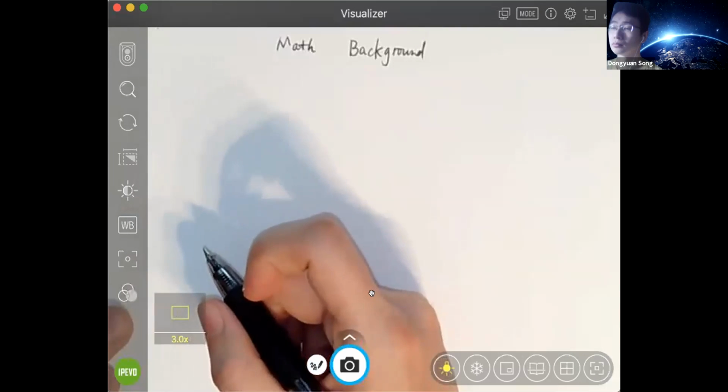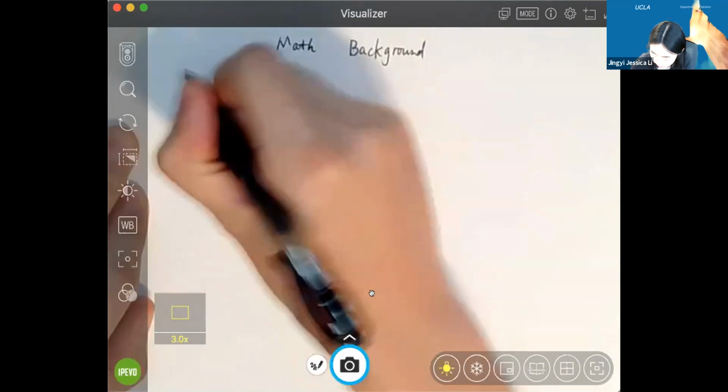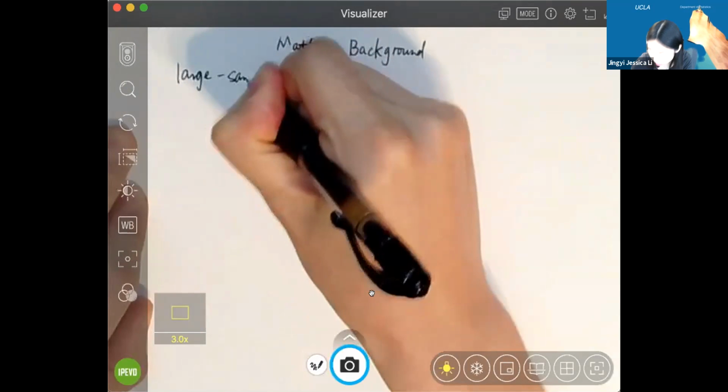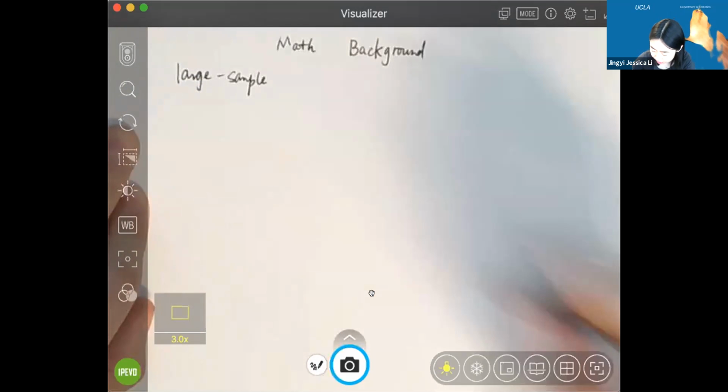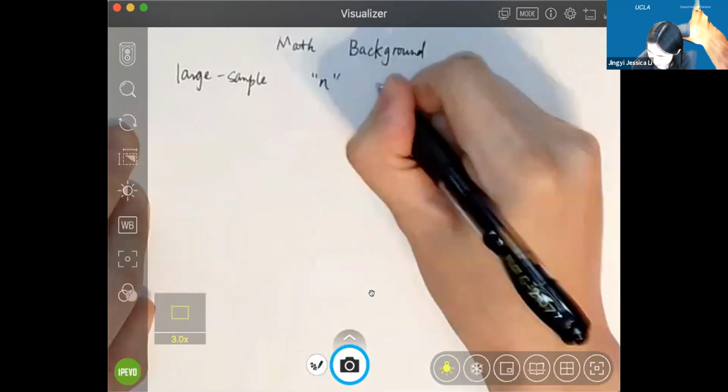So as I said, when we talk about large sample, we are actually referring to this n. And this n is what we call the sample size.